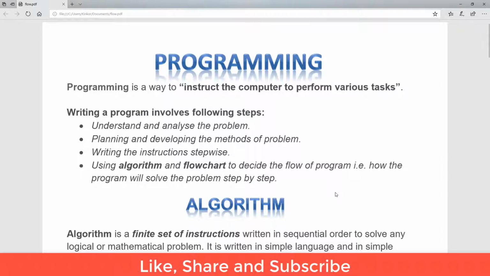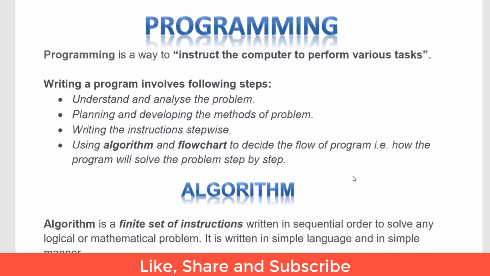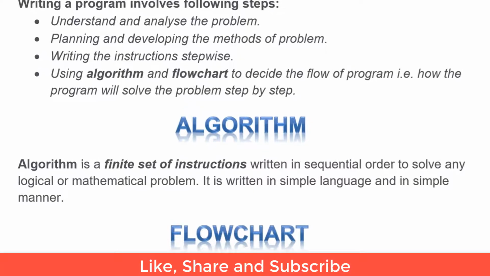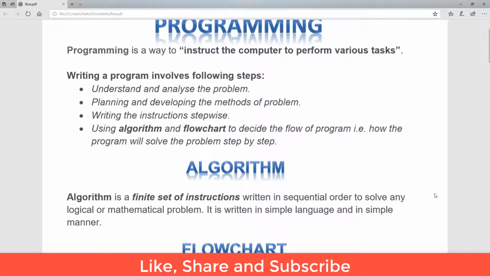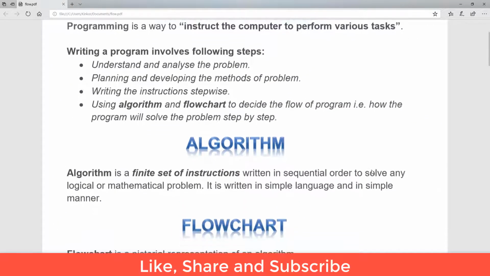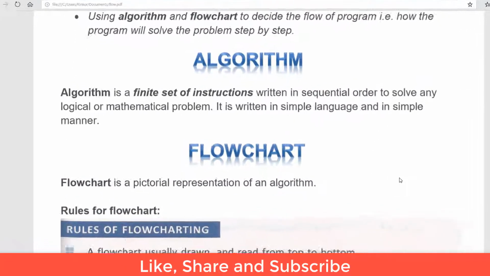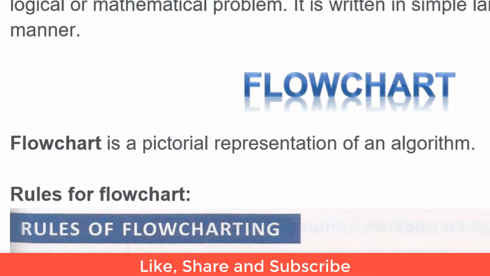So writing the steps in a sequential order to solve any logical or mathematical problem is called algorithm. Algorithm is a finite set of instructions written in sequential order to solve any problem. It is written in simple language and in simple manner. And the pictorial representation of the algorithm is called flowchart. So once you have created algorithm, then to represent it pictorially, that is called a flowchart.